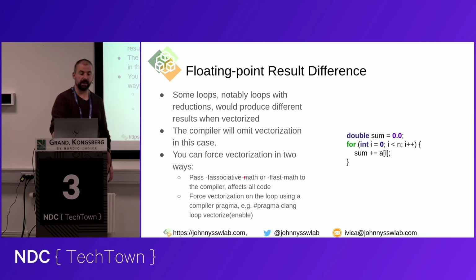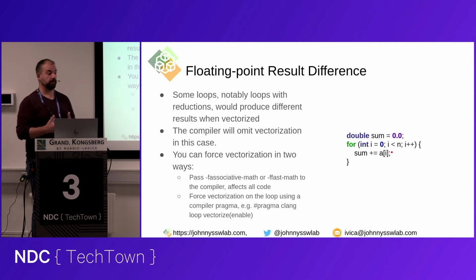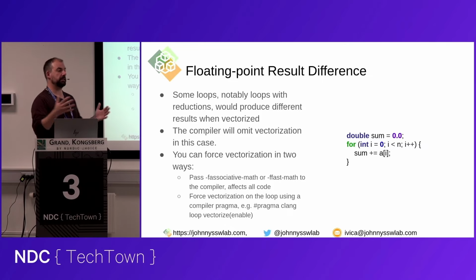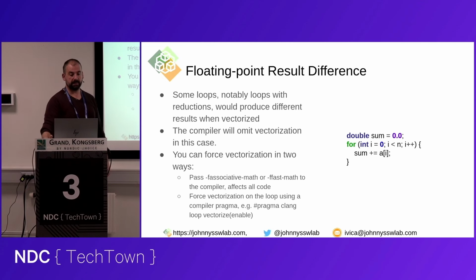Okay, so the last thing is that some loops, notably loops with reduction, produce different results when they're vectorized. So what happens here? I have this double and I sum it to this value, but because of the way the vectorization works, the result will be slightly different. And the compiler wants to ensure that you always get the same results, and that if you compile the same code on another compiler, you also get the same results. In that case, it avoids vectorization with doubles and floats, but not with integers.